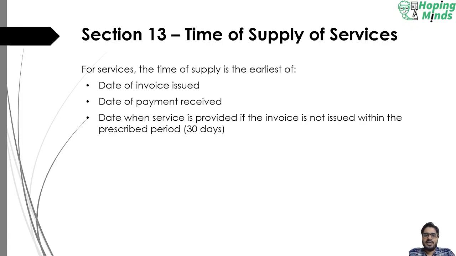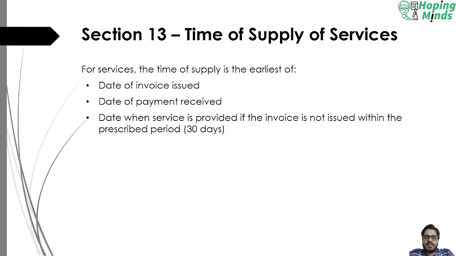So the time of supply for services is determined at the earliest of date of issue of invoice if issued within the prescribed time limit of 30 days from the provision of services, or date of receipt of payment, the date when payment is credited to the supplier's bank account or recorded in their books, whichever is earlier, or the date of completion of services if the invoice is not issued within the prescribed timeline.